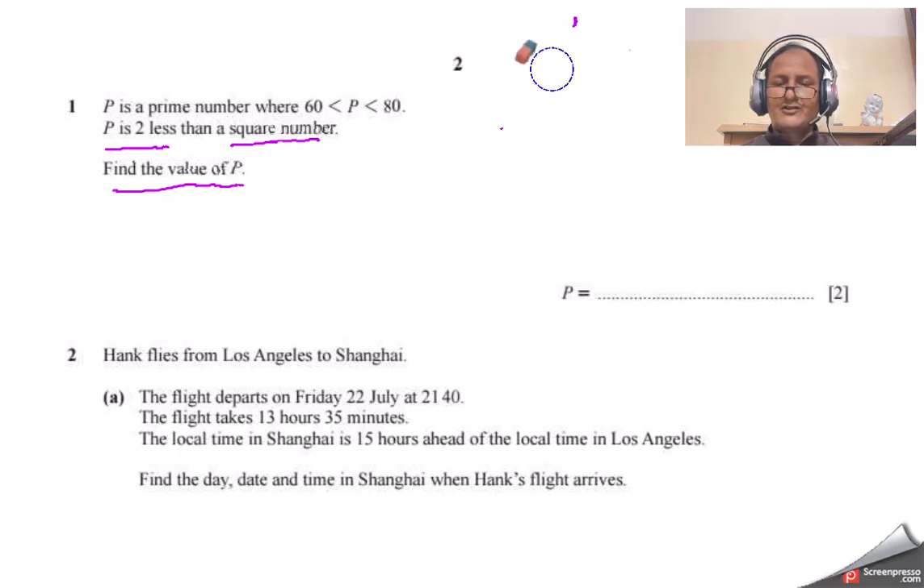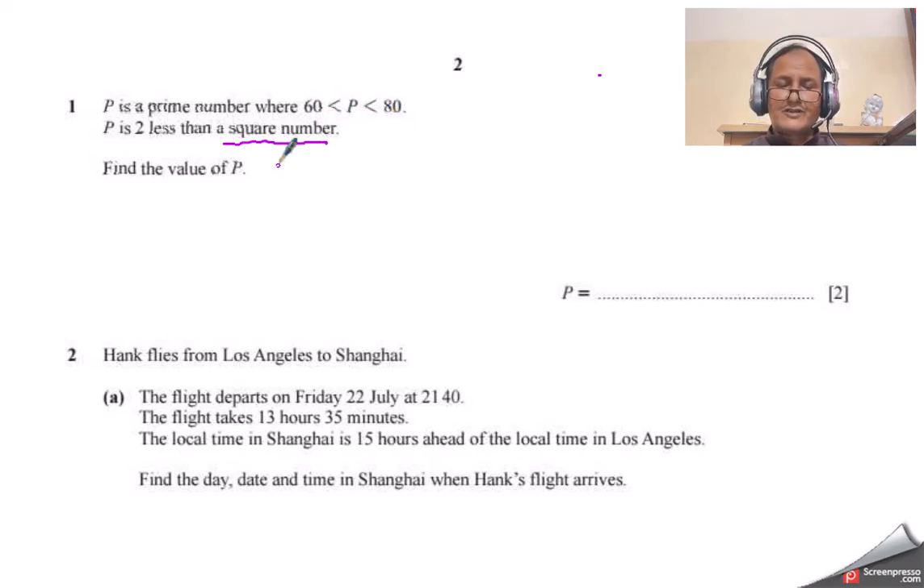Okay, here we're supposed to find the square number. Square numbers are, for example, 4, the square of 2; 9, the square of 3; 16, the square of 4. These types of numbers are called square numbers. In this question, we're supposed to find the square number which is 2 less than a prime, and the range is greater than 60 and less than 80.